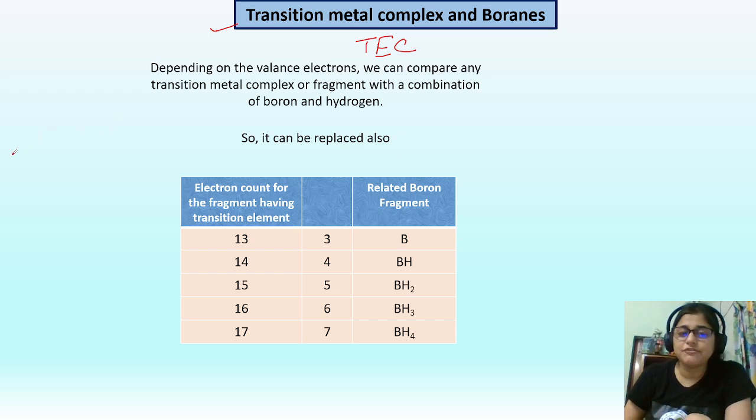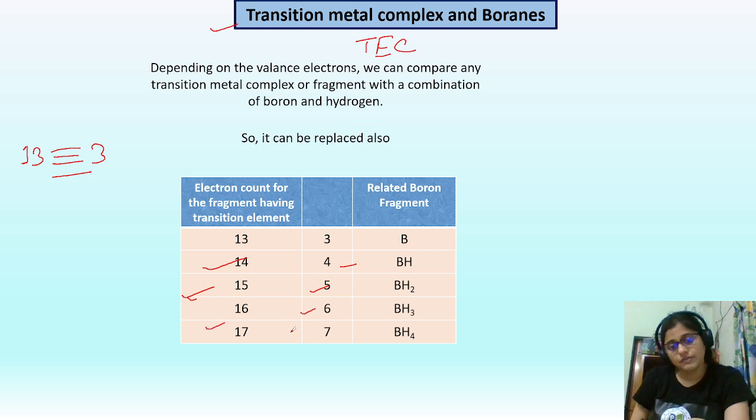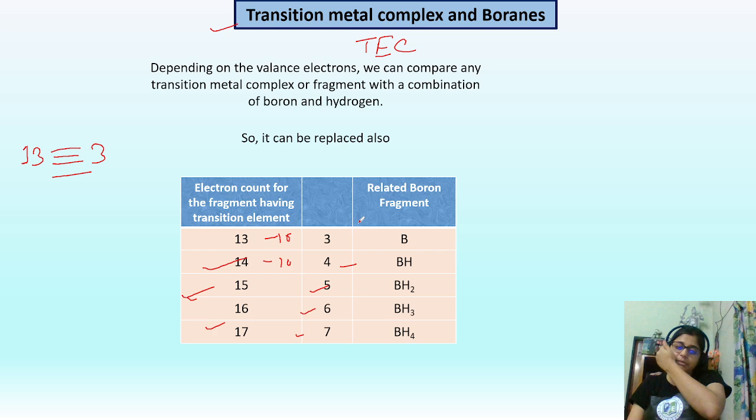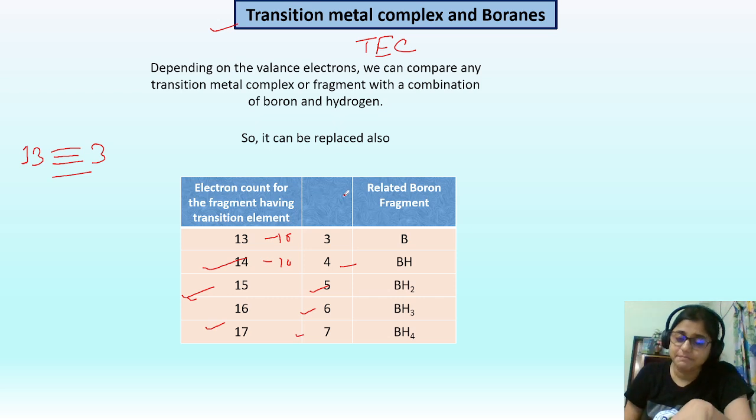Means if for the transition metal, let's say 13 is the electron count, we will compare it with 3 for a main group element. This will be compared with 3. 14 will be compared with 4, and 15 will be compared with 5. 16 will be compared with 6, 17 will be compared with 7. So everything minus 10, like that. Okay, for any p block element or main group element. Fine, for the transition metal only.